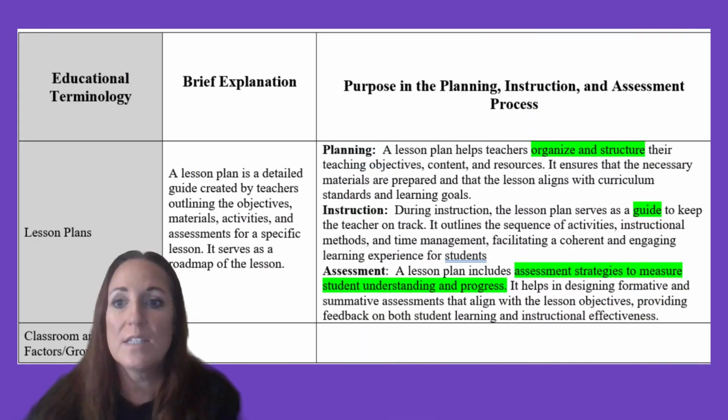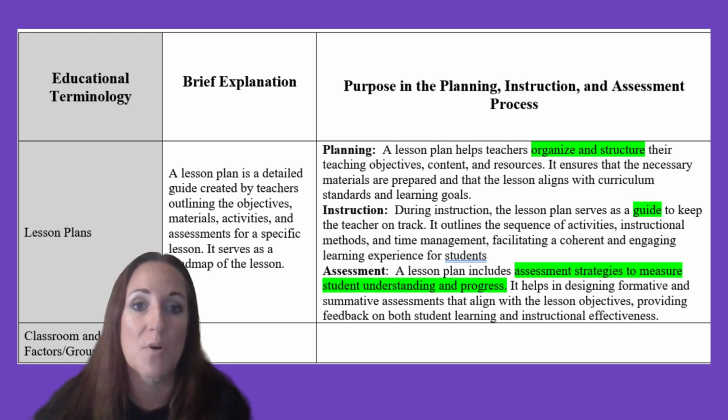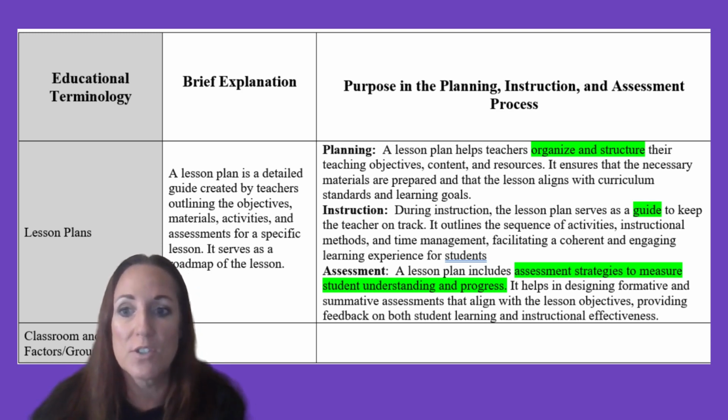This is what the assignment looks like. For each educational terminology word, you have to do a brief explanation and then tell how the purpose in planning, instruction, and assessment process works. So here's the first example. The term is lesson plans.